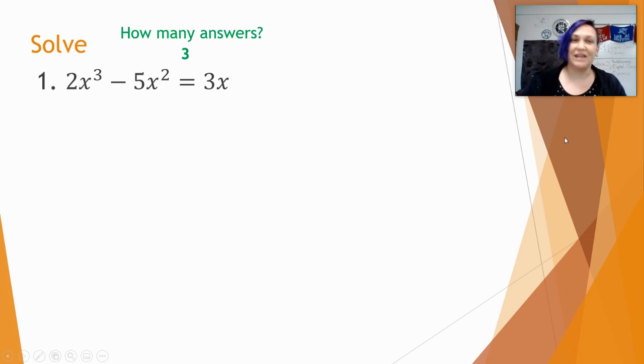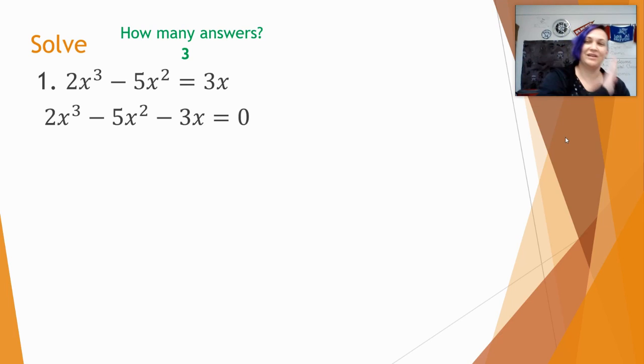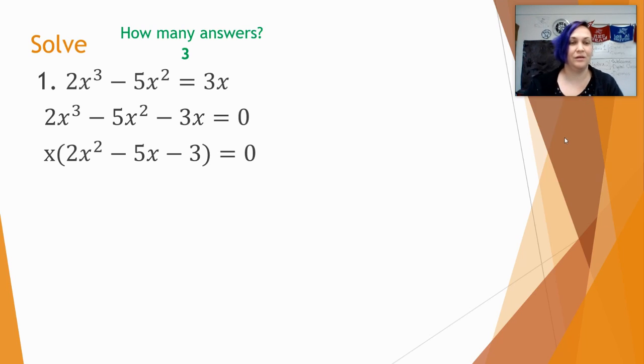To begin solving this, I need it to be in standard form. Standard form should have everything on one side of the equal sign, and it should be equal to 0. We also want to make sure that our exponents are in descending order. So I'm going to minus the 3x to the other side, and I'm going to stick it at the end of the problem, so it goes x to the third, x squared, x. Now I can start factoring. I'm going to start by taking out a GCF, similar to what we did yesterday.